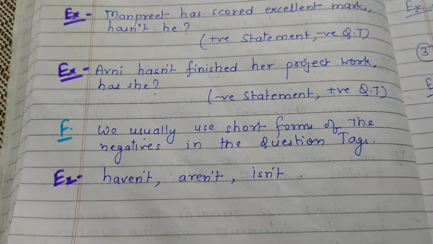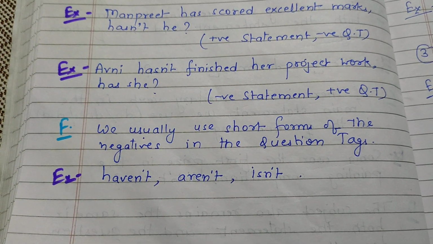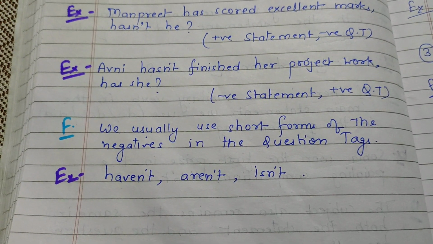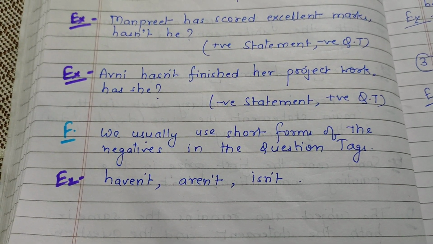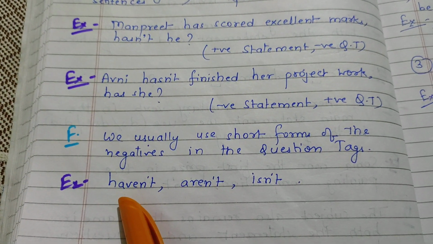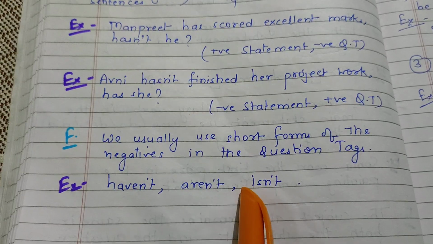Next is that we usually use short forms of the negatives in the question tag. We use the short forms of negative words. For example, "have not" is written as "haven't", "aren't", "isn't". Okay, I hope it is clear to you all.